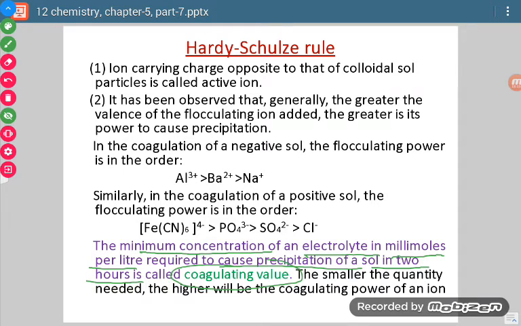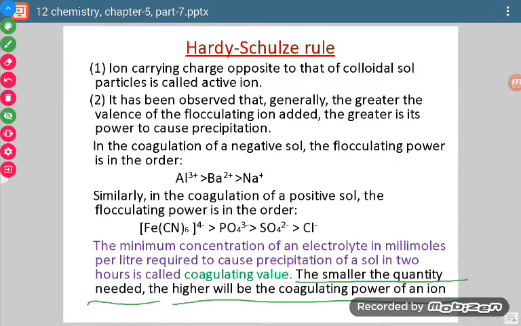So what standard have we chosen? We have taken any particular colloidal sol, and now we are using different electrolytes. That electrolyte which uses the minimum amount will be termed the active ion with maximum coagulating value. Okay. So what is the result? The smaller the quantity needed, the higher the coagulating power. Okay. So if a certain ion has more power, then that will be used in less amount.